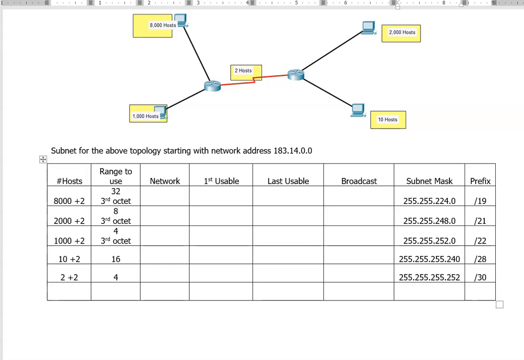Now we are ready to complete our chart. Our beginning network is 183.14.0.0. The range of 32 in the third octet means we add 32 here in the third octet to get the address of the next subnetwork, 183.14.32.0. Subtract 1 from that to get our broadcast address of 183.14.31.255. Now fill in the first and the last usable.